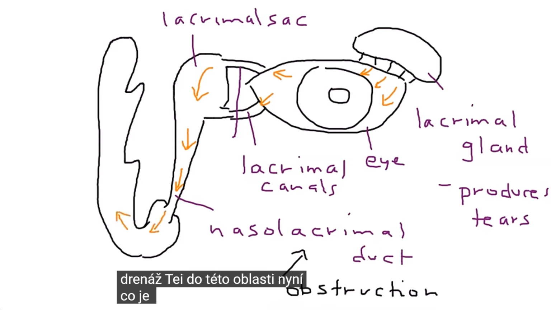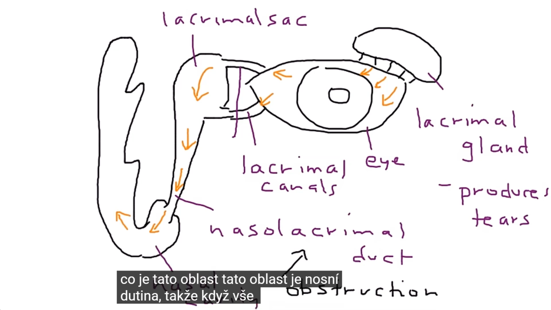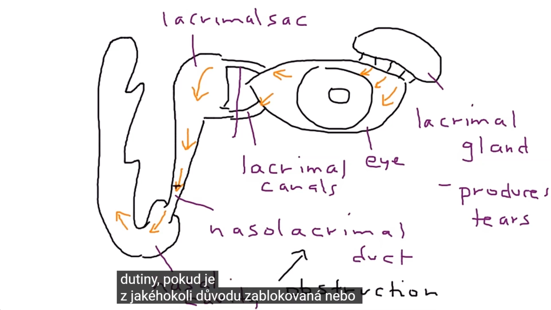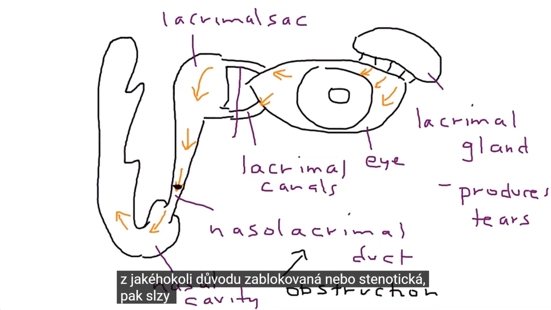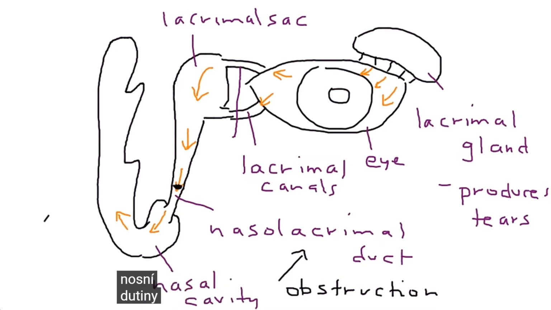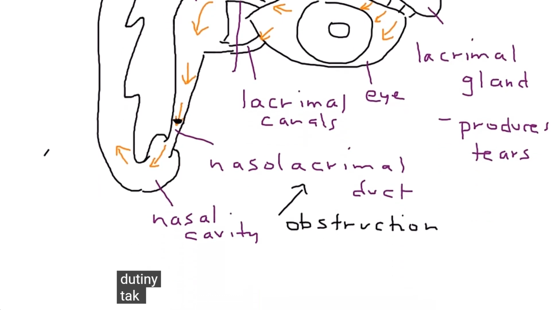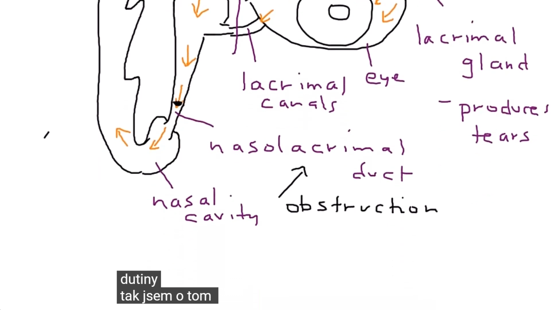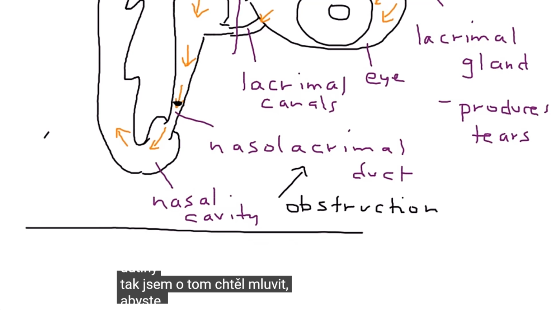Now, what is this area? This area is the nasal cavity. So when everything's working properly, the tears drain into the nasal cavity. If this is blocked or stenotic for whatever reason, then the tears cannot drain into the nasal cavity. So I wanted to talk about this so that you understand.